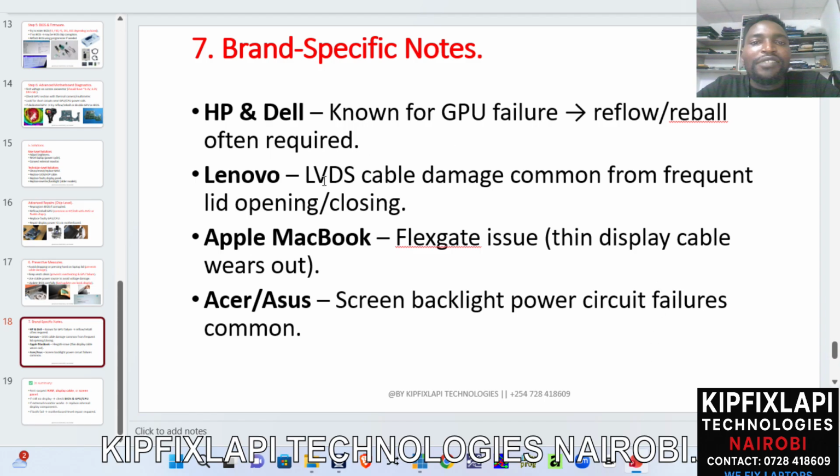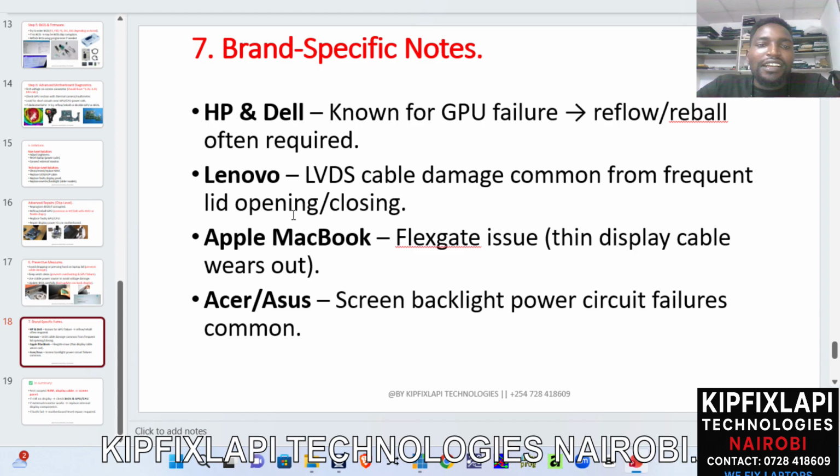Next, let's have a look at the brand specific notes for HP and Dell. If you have a problem with HP and Dell, I'm not saying this is the exact thing you need to do, I'm saying higher possibilities. Dell and HP are known for GPU failure, and the solution for that is reflow or reball, oven required. Most Lenovos have a problem with cable damage, common from frequent lid opening and closing. Again, Lenovos have an issue with blown fuses. The connector of the Lenovo sometimes has fuses and they are known for blowing up.